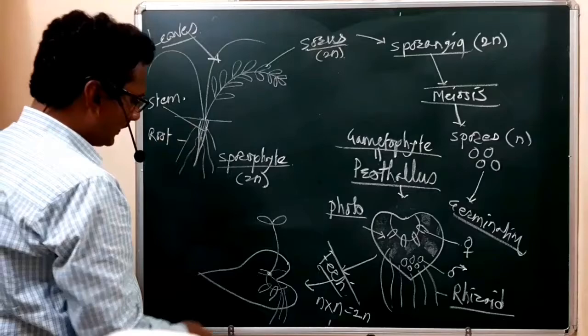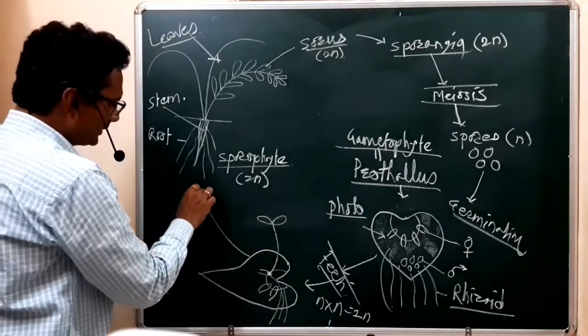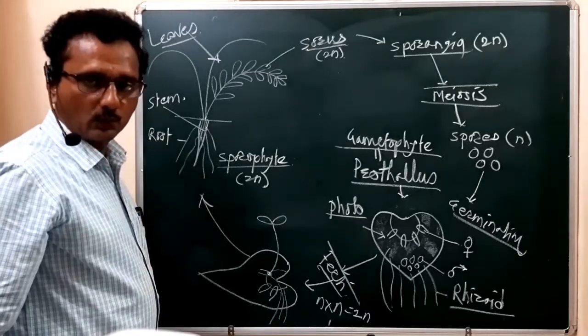Okay, the young sporophyte is developed, and from this young sporophyte, such a type of mature adult sporophyte is developed.